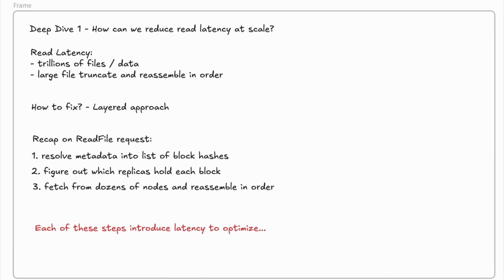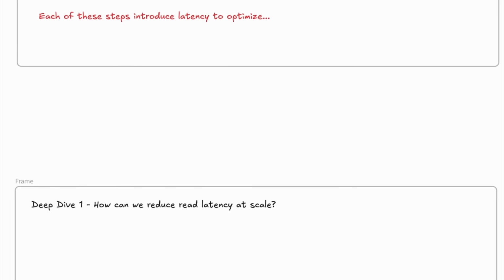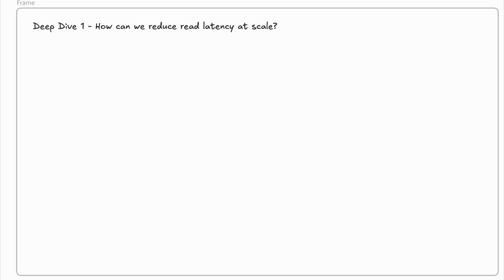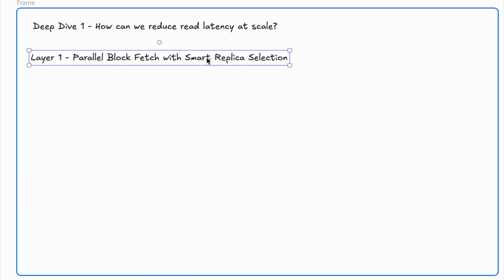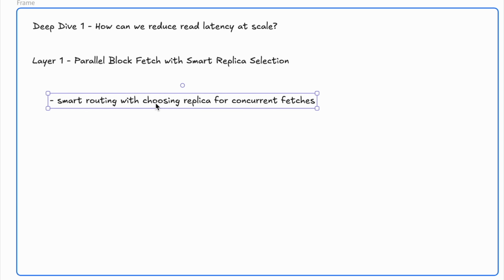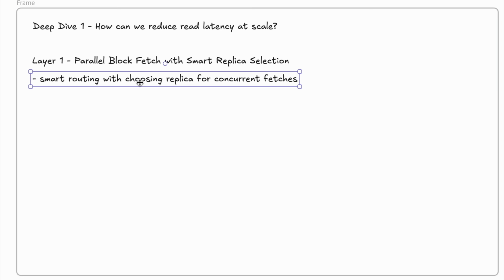So here's the first layer of defense: parallel block fetch with smart replica selection. Instead of pulling blocks one at a time, the system launches concurrent fetches for all the needed blocks. But more importantly, it doesn't just pick a random replica for each block. It uses smart routing, choosing replicas based on live health checks, historical response times, and even network or rack locality.